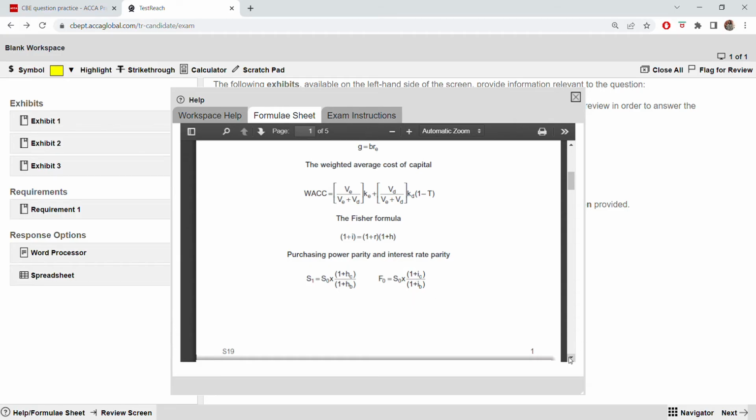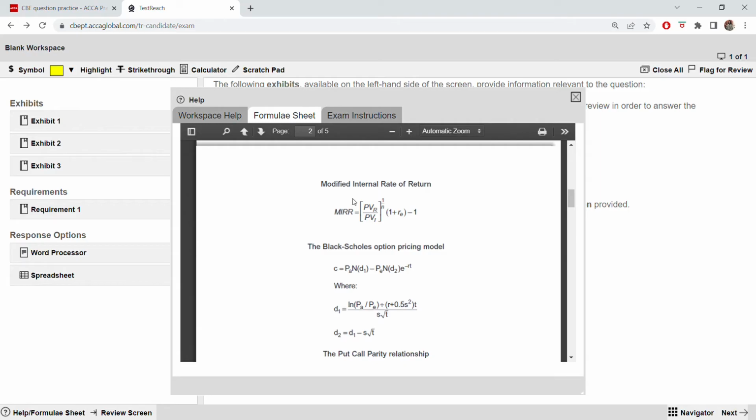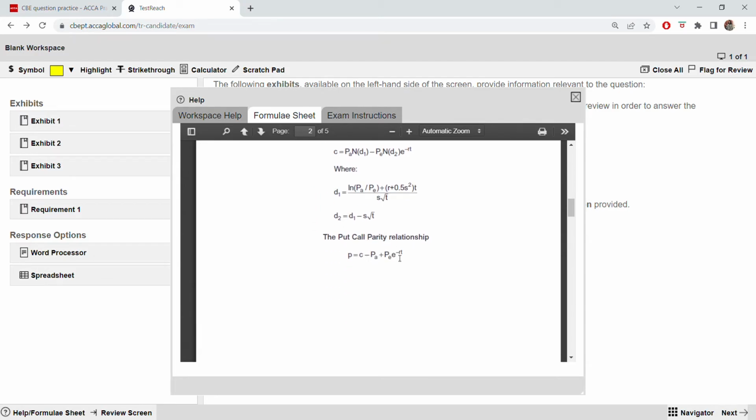We have gone through this in the previous lecture. Then we have MIRR, modified internal rate of return, that was explained in lecture 1. Then we have Black-Scholes option pricing model. I think it was in lecture 2 if I'm not mistaken, where I explained options. There we use this heavily, right? We need log and all those things. Then we have put call parity relationship for valuing options.